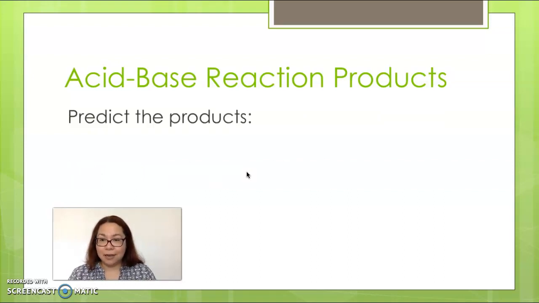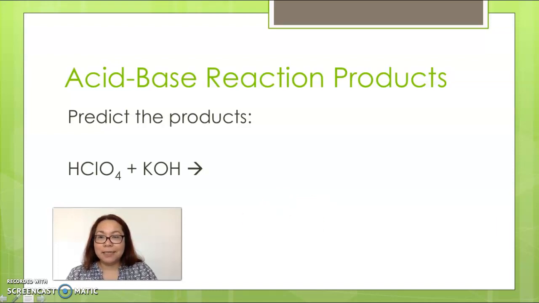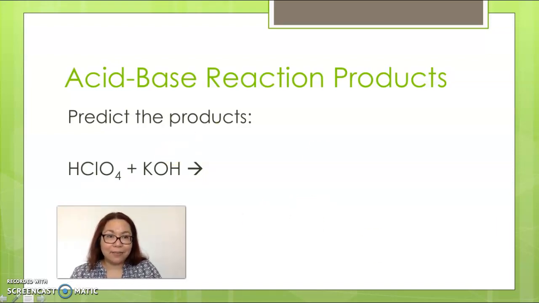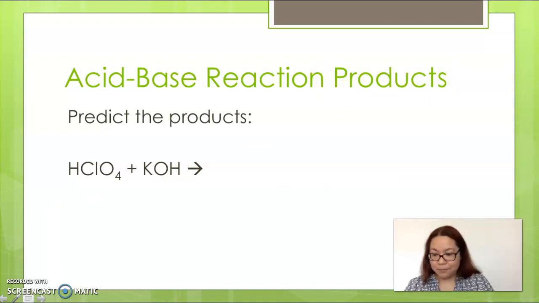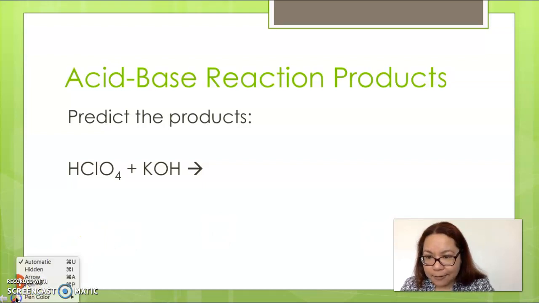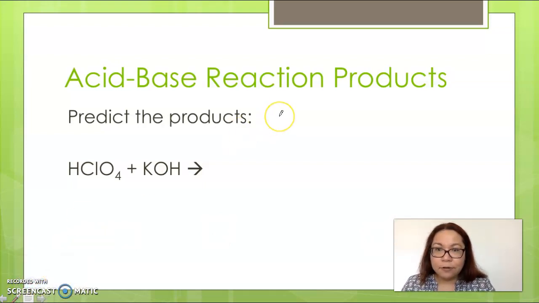So you guys are supposed to be able to predict products in acid and base reactions. So let's do this first one together here. So what I want you guys to remember for acids and bases, let me get my pen ready. For acid and base reactions, it is normally a double displacement reaction.